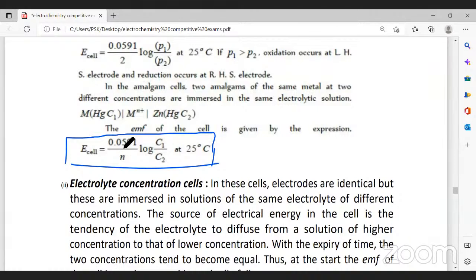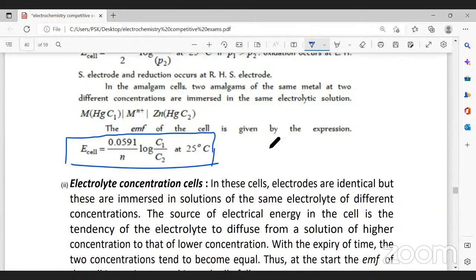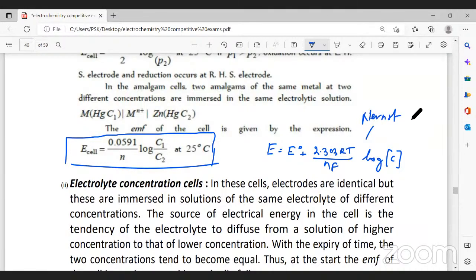Nernst equation. Firstly, Nernst equation for a single electrode, how do we calculate? E is equal to E naught plus 2.303 RT by nF log of the concentration of the metal ion. This is the potential. This is the formula. This is called the Nernst equation, to calculate the single electrode potential.